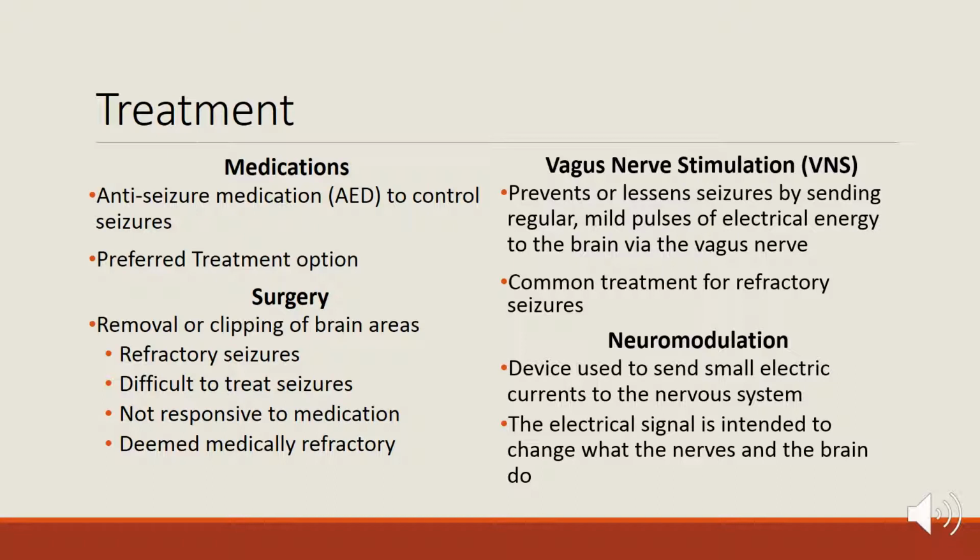And then there's also what's called neuromodulation. This is a small device that's used to send electrical currents to the nervous system. The electrical signal is intended to change what the nerves in the brain do. The purpose is to make the brain cells perform their functions correctly. This is primarily used when medication doesn't control seizures or surgery isn't an option.